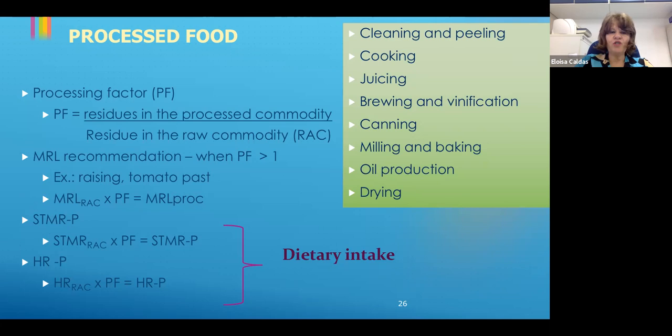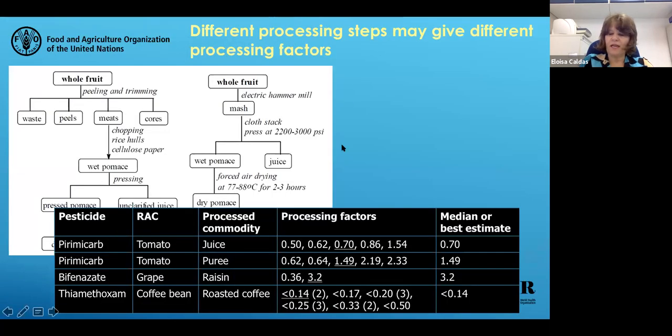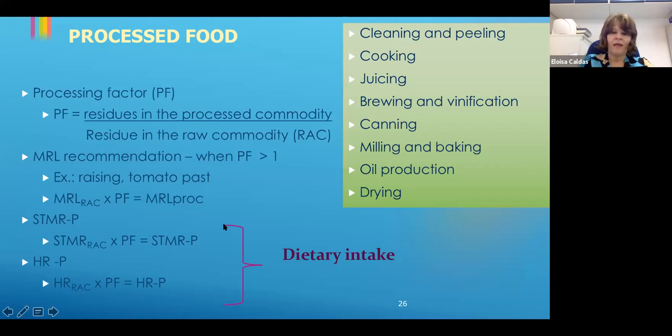So you just multiply the MRL of the raw commodity by the processing factor of that processed food, and then you find an MRL for the processed food. And you do the same for the STMR of the processed food. You multiply the STMR of the raw commodity by the processing factor of that processed commodity. And for the HR, it's just the same thing. And these values, the STMR-P as well as the HR-P, are used for dietary risk assessment.